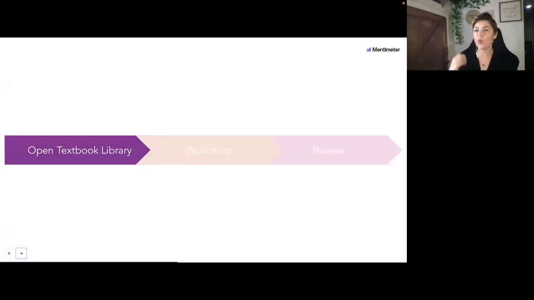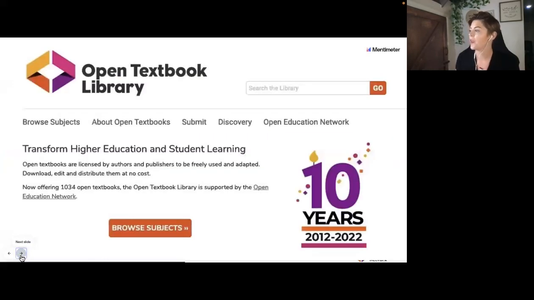And so again, as an awareness strategy, our goal is to let faculty know that the Open Textbook Library does exist. Here we see the very cool 10-year sticker, but this is how it looks if you haven't had an opportunity. So a very simple way that we can increase awareness for faculty is just by helping them understand that the Open Textbook Library is a resource at their disposal.